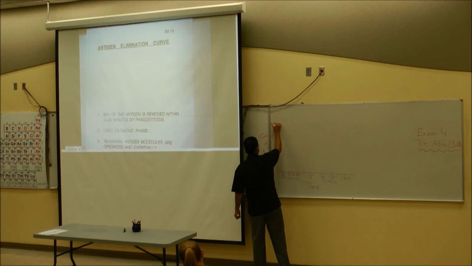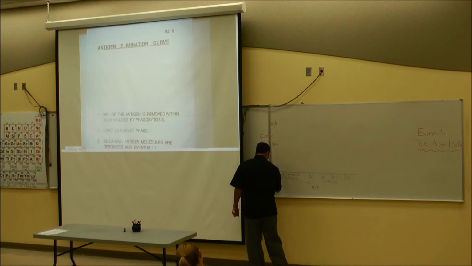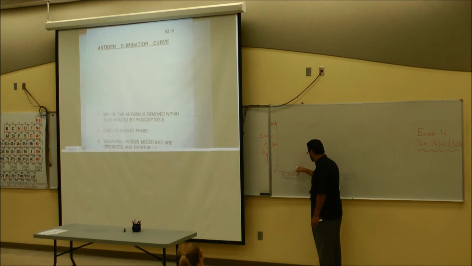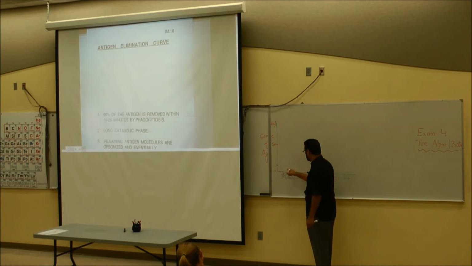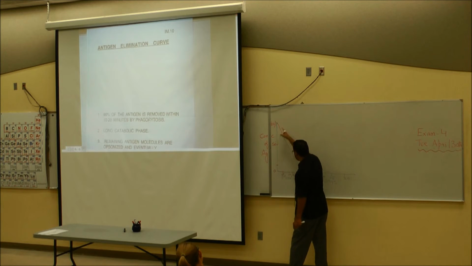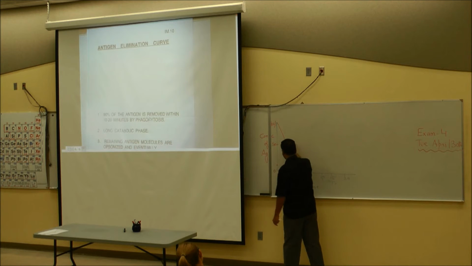100%, 50%, 0%. Okay. Within about 20 minutes, 90% of the antigen is removed from the system through phagocytosis. So this line that I'm going to draw represents it going down. This is phagocytosis.